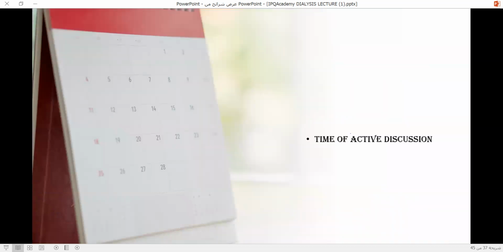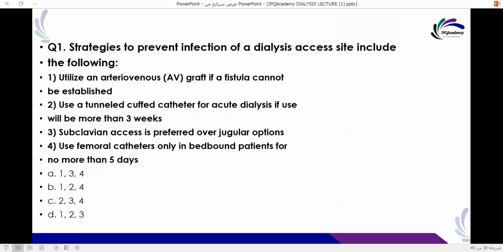Time for active discussion. Strategies to prevent. Let's begin with the first question. What are the strategies to prevent the infection of dialysis access site, including the following? These are the options. First option, utilize the AV graft if fistula can't be established.